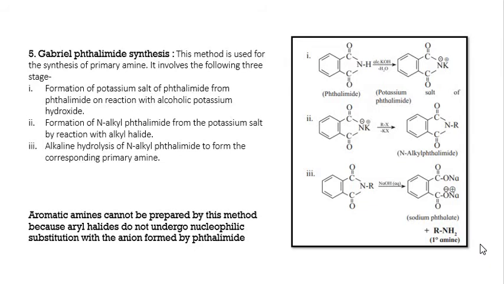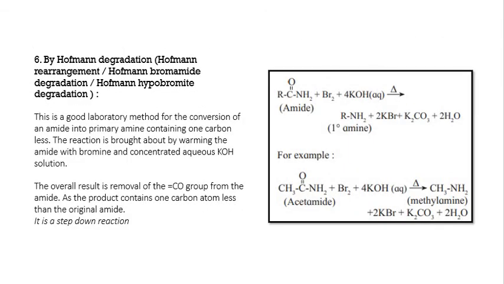Aromatic amines cannot be prepared by this method because aryl halides do not undergo nucleophilic substitution reaction with the anion formed by phthalimide. Now, the next method is Hofmann degradation or Hofmann rearrangement or Hofmann bromamide degradation or Hofmann hypobromite degradation.